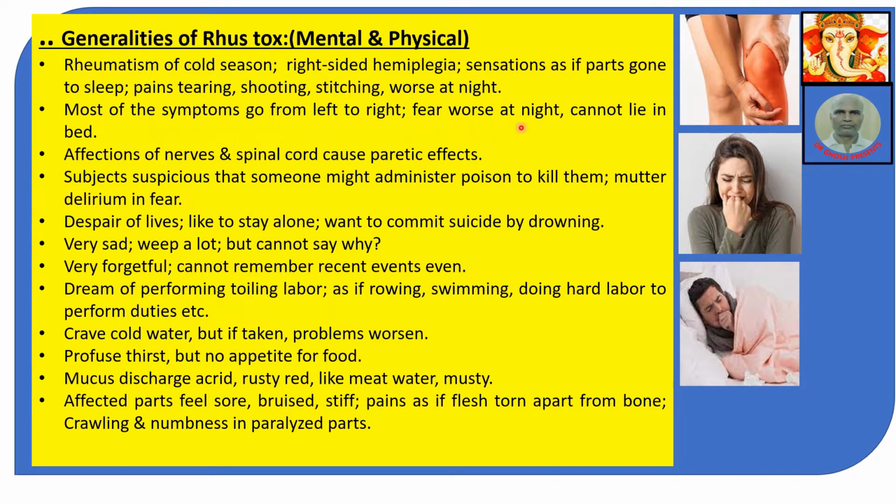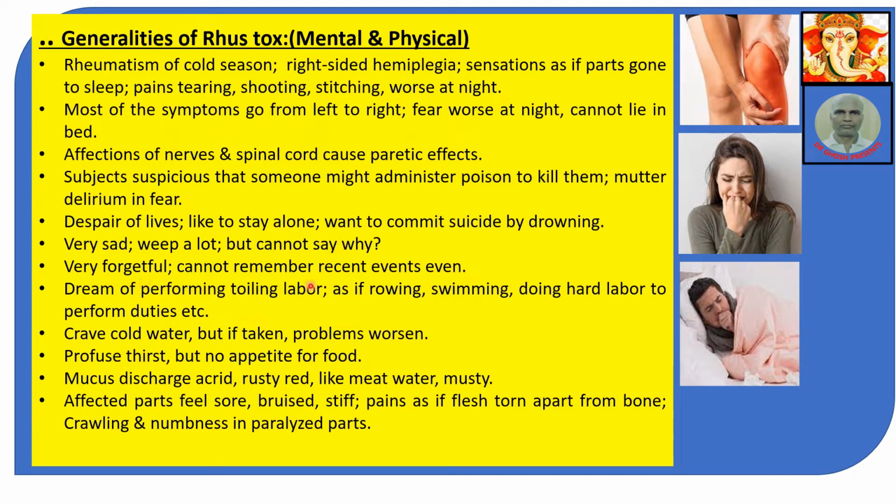Fear, worse at night, cannot lie in bed. Affections of nerve, spinal cord cause paralytic effect. Subjects suspicious that someone might administer poison to kill them. Mutter delirium in fear. Despair of life. Like to stay alone, want to commit suicide by drowning. Very sad. Weep a lot but cannot say why. That is, if you question him, why are you weeping? He cannot give any answer, but he is weeping.